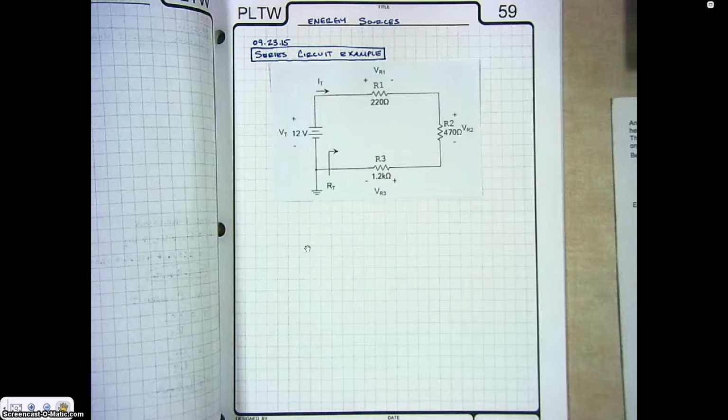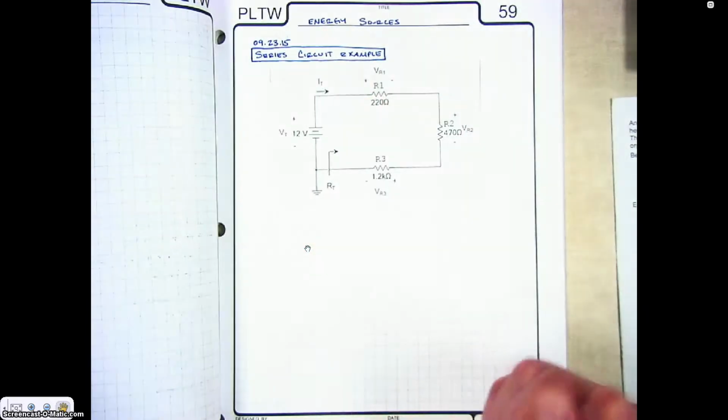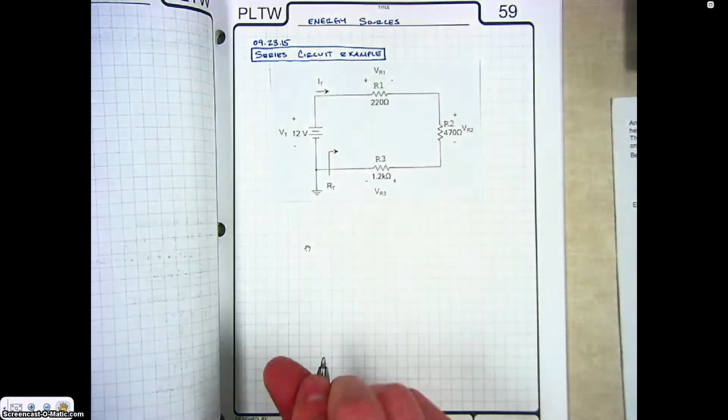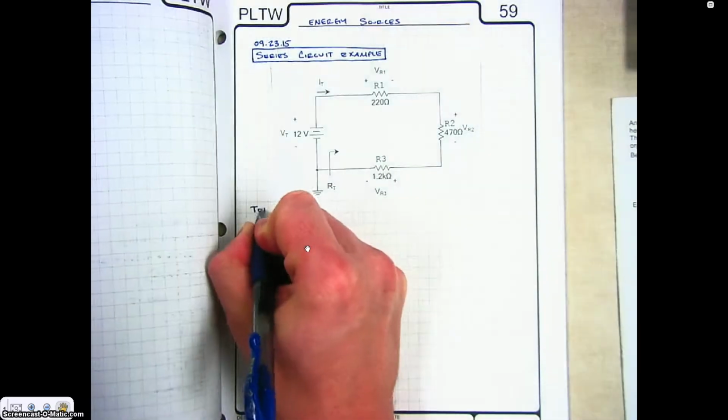All right, I'm going to run you through how to calculate total resistance, total current, and the voltage across each component in a series circuit, and then we're going to check our work by seeing if our voltage drops add up to the total voltage in the circuit. And so the first thing we're going to calculate is total resistance.